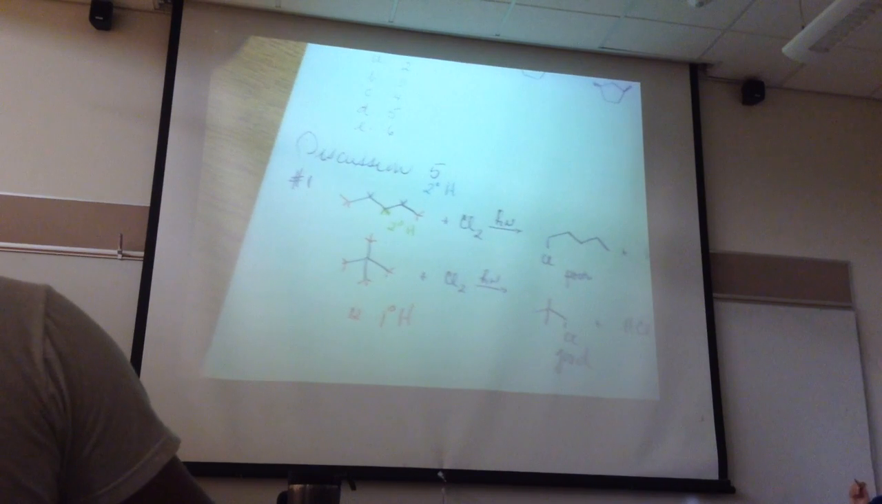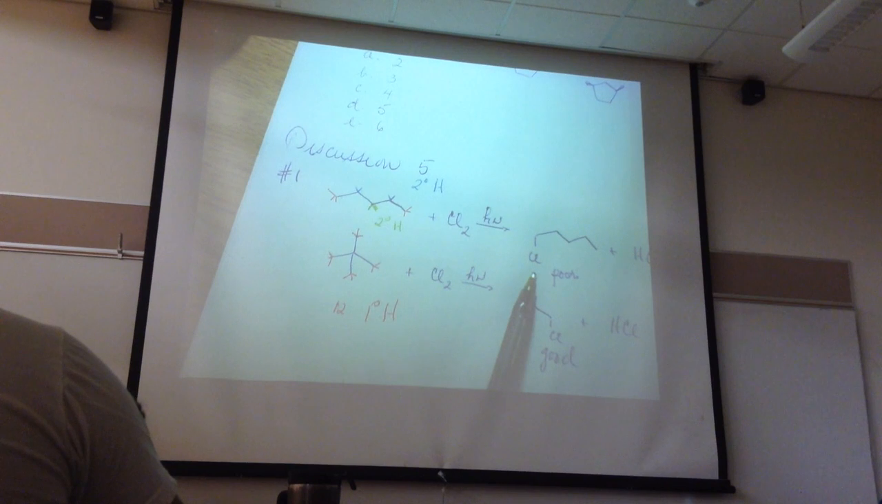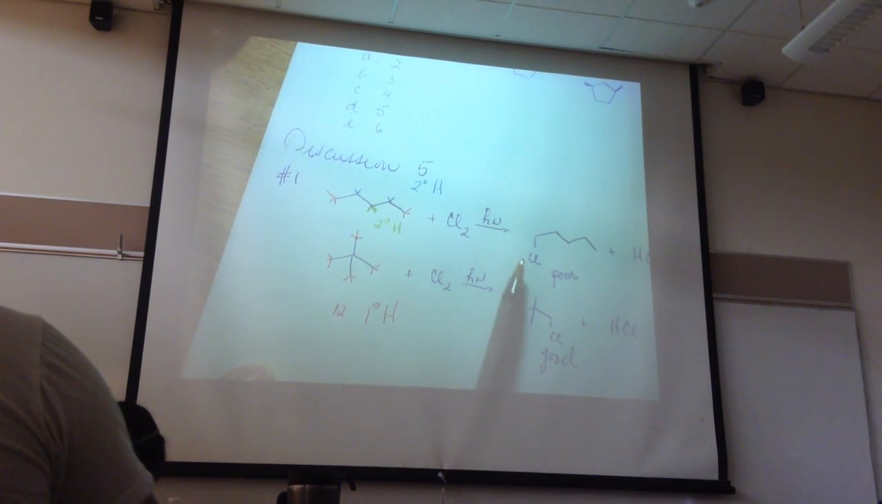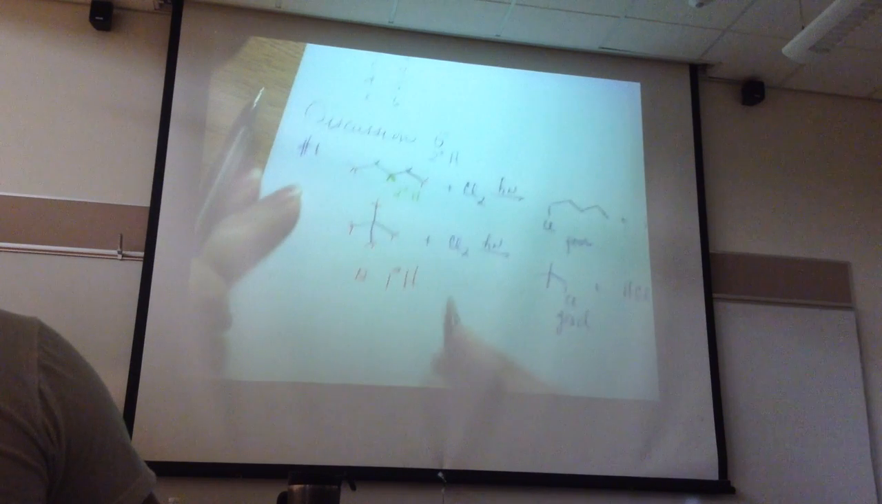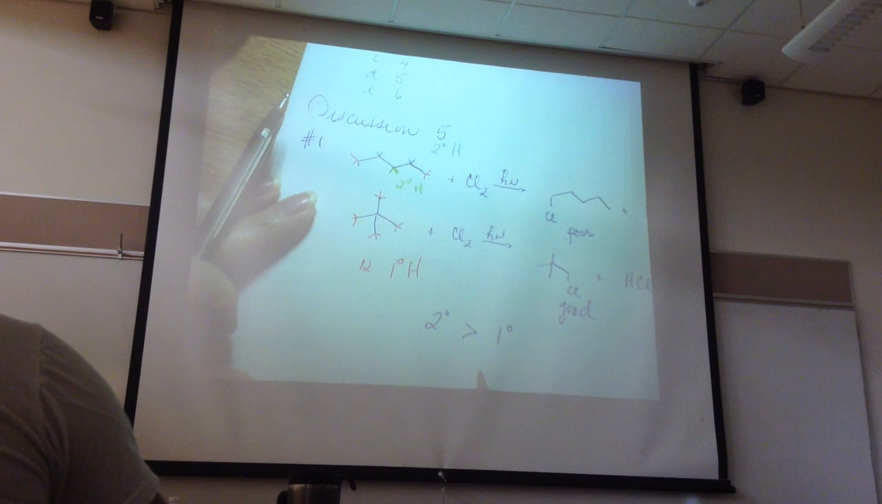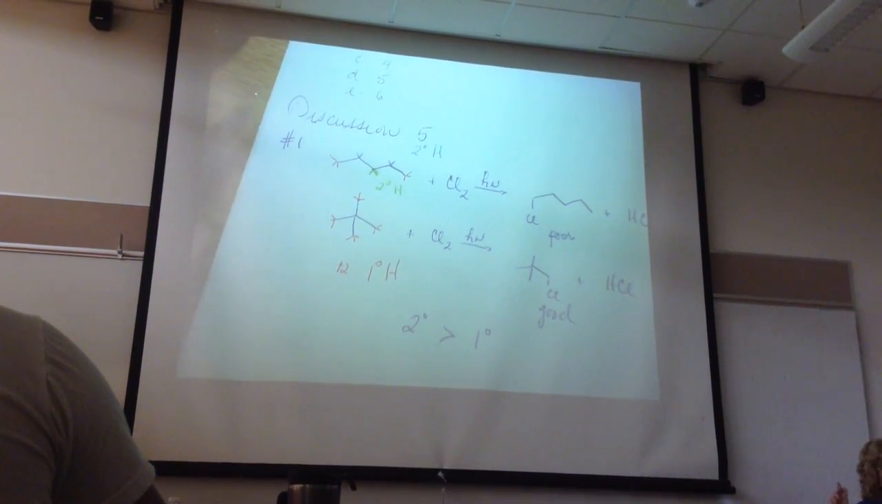In the chlorination of pentane, you will end up with a very low yield, about 2 to 3%, of the 1-chloropentane. It's just based on the bond dissociation energy and the stability of the free radical. A secondary radical is a lot more stable than a primary radical. So if you have a compound that has selectivity, that's what you're going to choose.